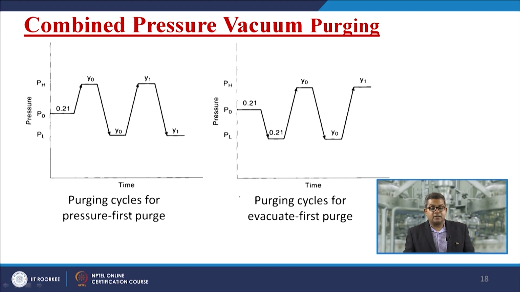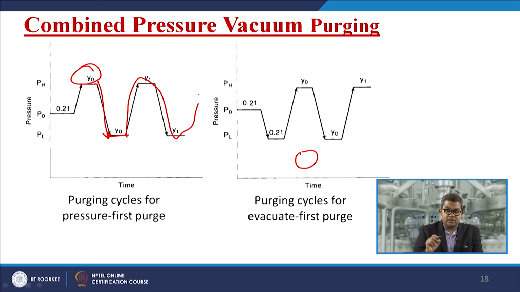So, this is the comparative diagram. Here we have the pressure-first purging, and here we have the vacuum-first purging. Here you have the initial pressure at, say, P naught, then it is raised up to PH, then a certain quantity of inert gas is introduced, and then the pressure is lowered down to PL, and then it's a repeated cycle. The same thing here: we lower the pressure to get a certain concentration of oxygen, and then it is raised, then again the cycle is repeated to maintain the appropriate level of oxidant within the system.